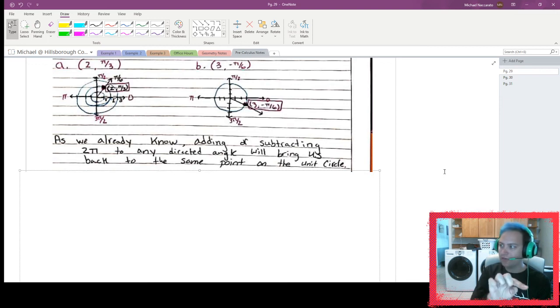If you take your unit circle, let me make sure I'm going the right way. I can't do it on the air like I normally would, because I don't know which way is left and right.